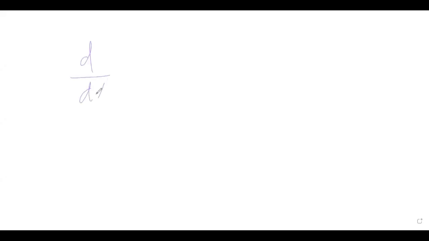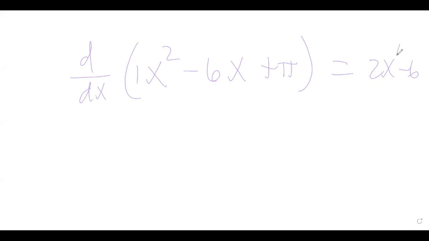Recall from first semester that the derivative of something like x squared minus 6x plus pi would be something like 2x minus 6, because you go 2 times 1 to get 2, and then you subtract 1 from the 2 to get 1. So you go derivative of this piece and then subtraction, and then the derivative of 6x would be just 6, and then the derivative of pi would be 0, which is why that is our derivative.